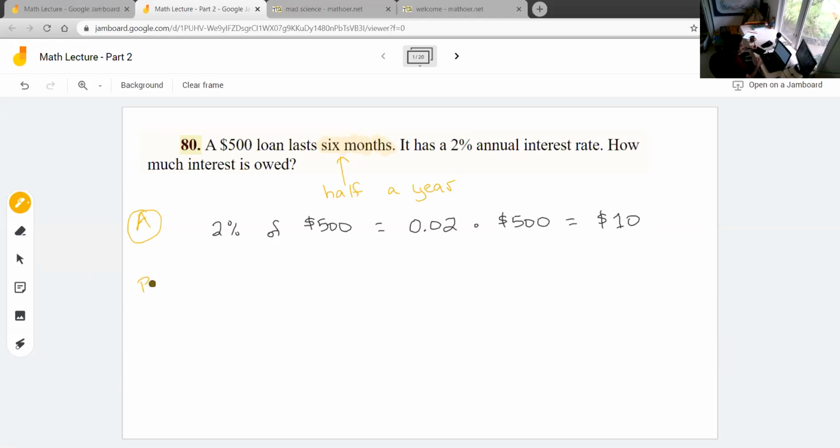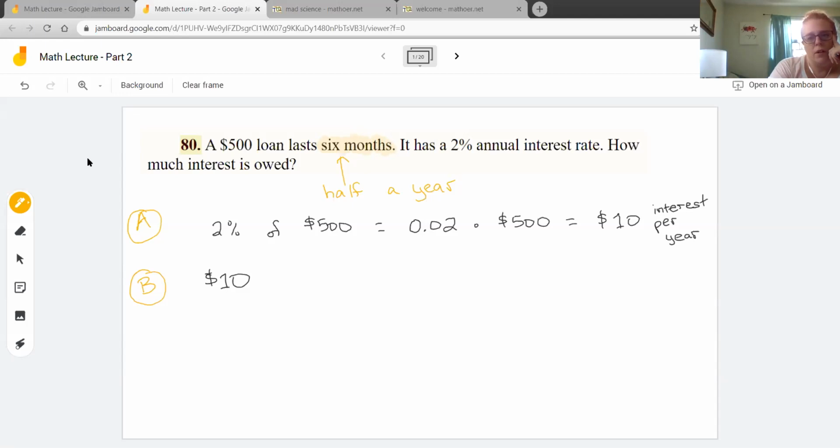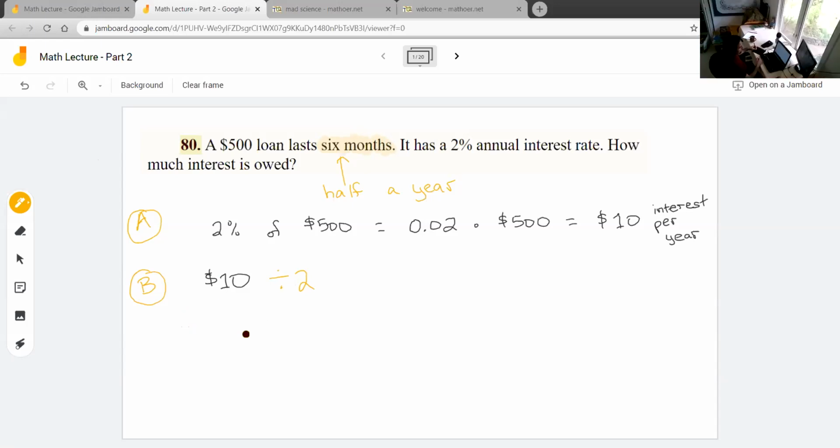Then we're going to say, how long does it happen? Now, instead of times 5, what am I going to do? Well, we only need half of that $10, because that interest rate, the 10 is per year, and we only need it for 6 months. So I'll just divide it by 2.